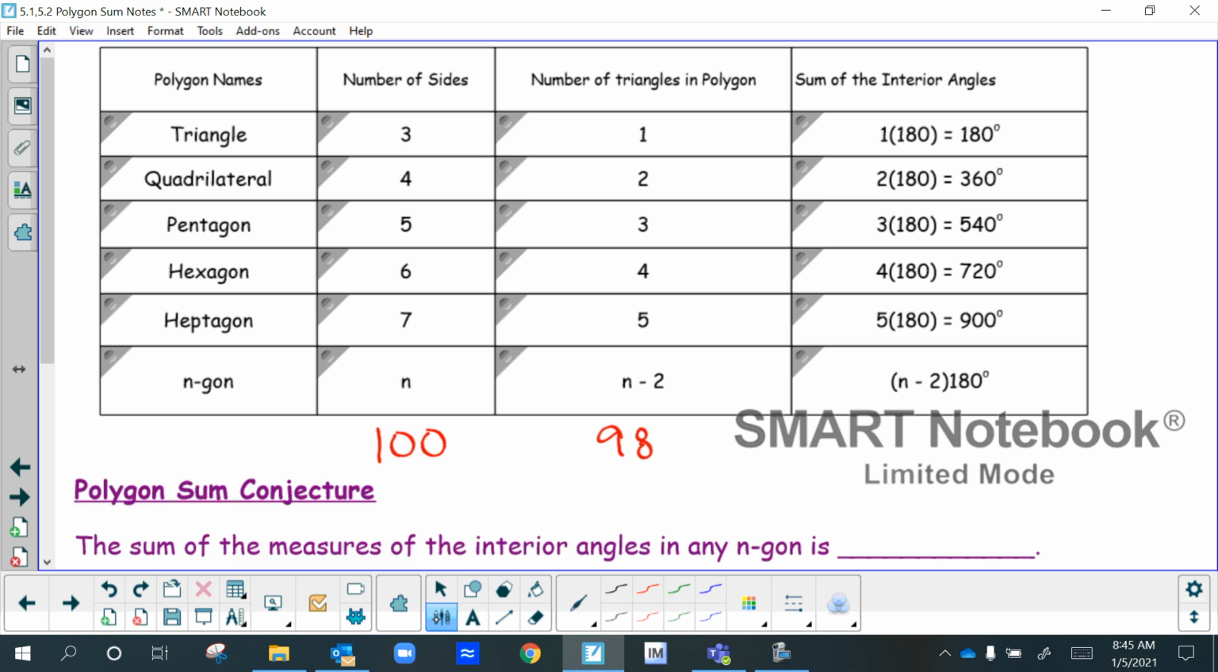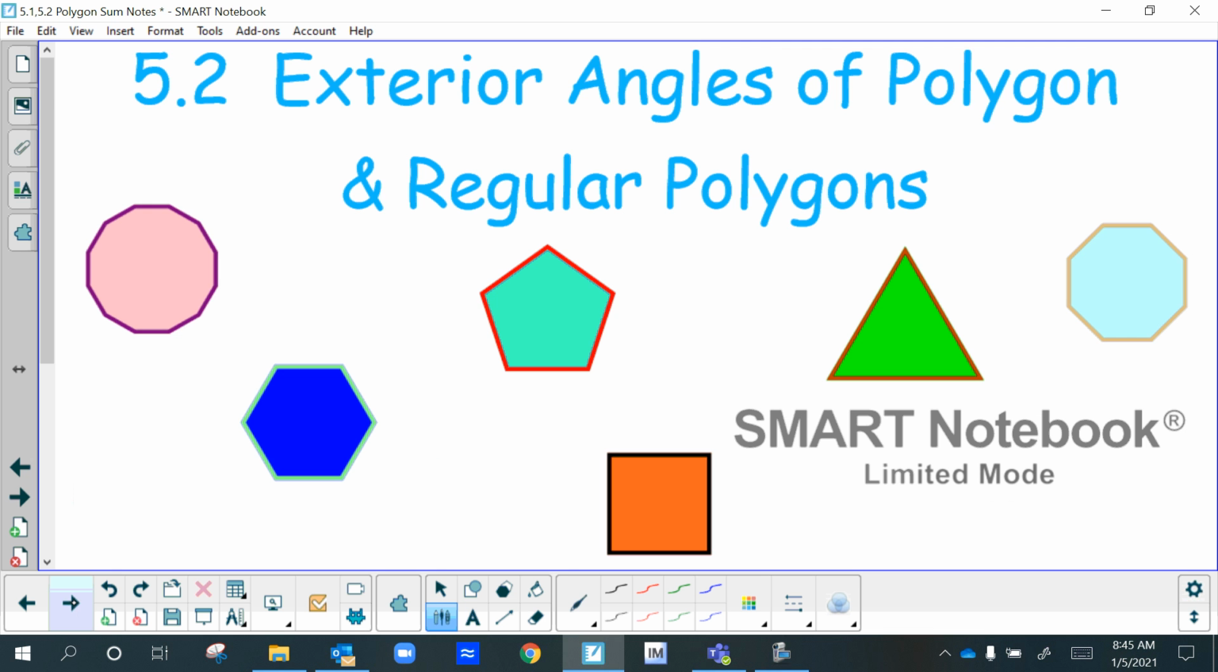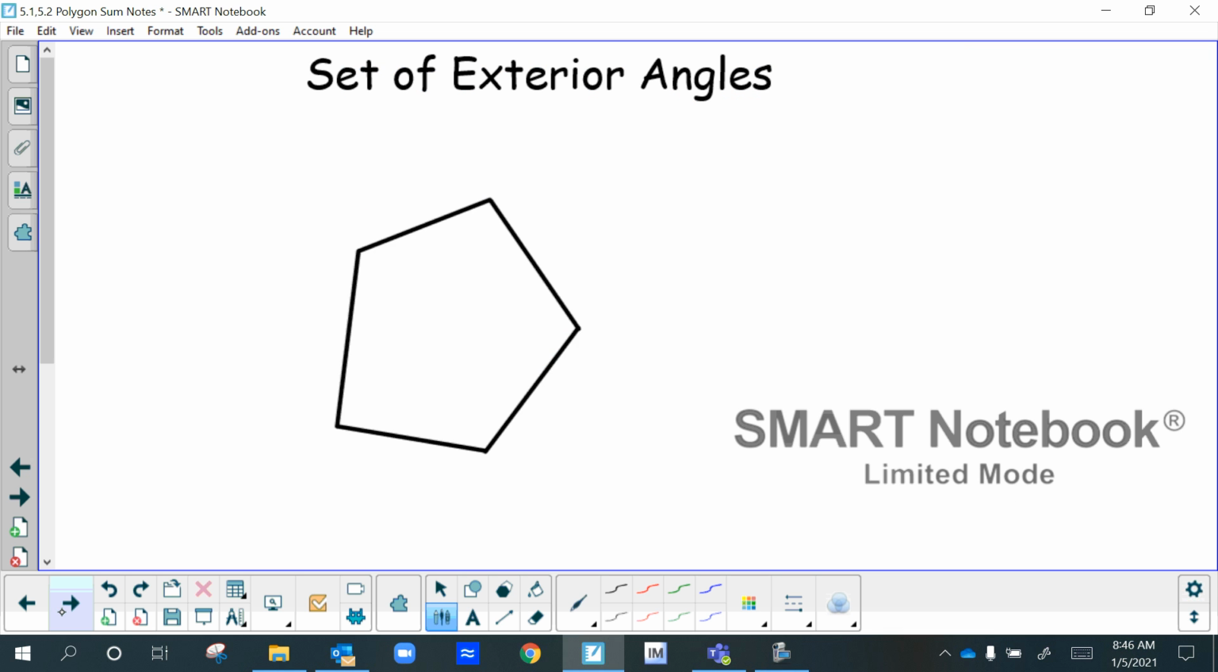So the sum of the measures of the interior angles of any n-gon is going to be n minus 2, where n stands for the number of sides, because that's what's shown right here, times 180 degrees, which comes from that triangle. Okay, let's go to the next section, 5.2, exterior angles of the polygon, and then regular polygons.